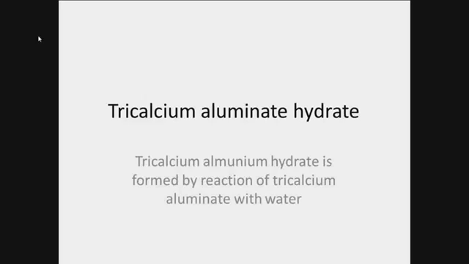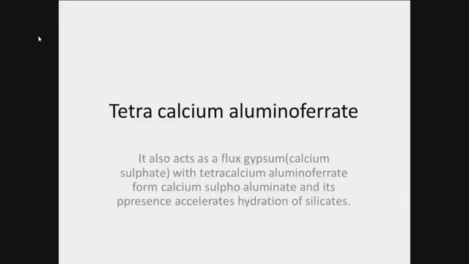However, tricalcium aluminate acts as a flux, reducing the burning temperature of clinker, which results in saving of fuel during the cement making process. When we talk about tetracalcium aluminoferrate, it also acts as a flux. If tetracalcium aluminoferrate is not present, the reaction in the kiln during the production of cement would progress much more slowly and would probably be incomplete. Gypsum with C4AF, that is tetracalcium aluminoferrate, forms calcium sulfoferrite as well as calcium sulfoaluminate, and its presence accelerates the hydration of cement. Gypsum reacts both with tricalcium aluminate and tetracalcium aluminoferrate.